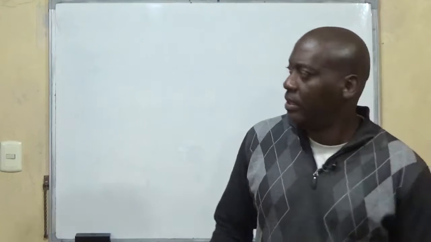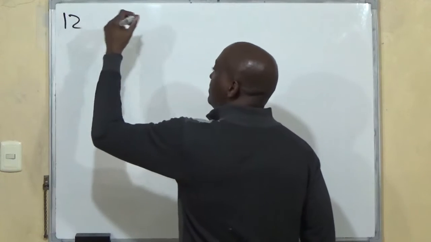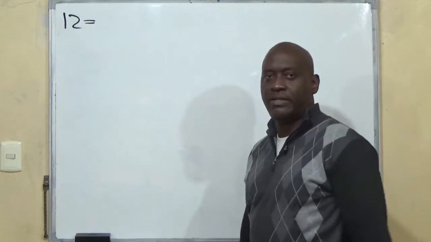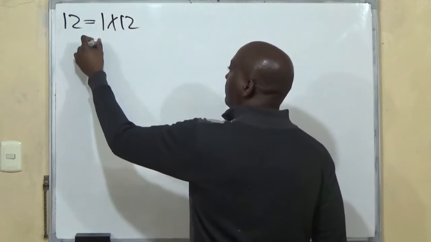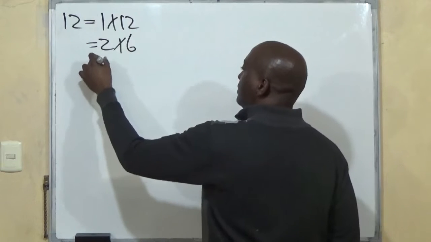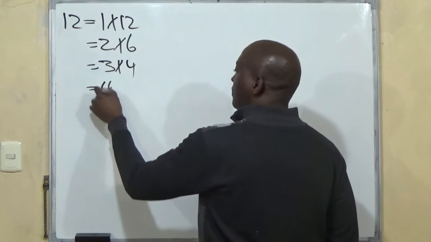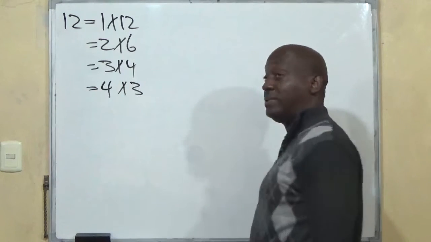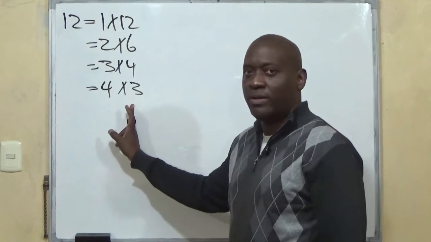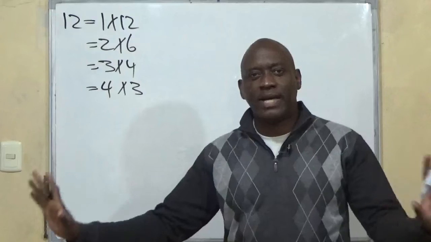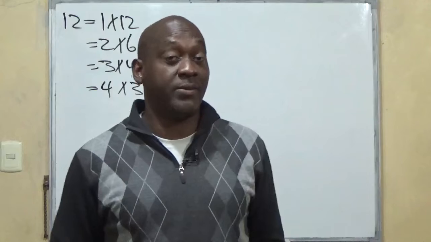So let me start. What are the factors of the number 12? Well, as we did in the previous video, we start with our good friend, the number 1. So 12 is what? 1 by 12. 12 is also 2 by 6. 12 is also 3 by 4. 12 is also 4 by 3. Now you notice that we have gotten to the point where the order of the pairs is reversing. So at that point, we know that we have all the factors that we need.